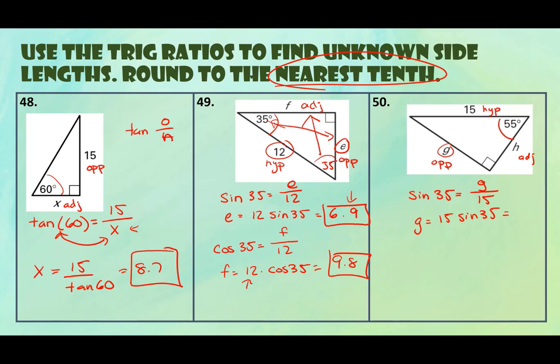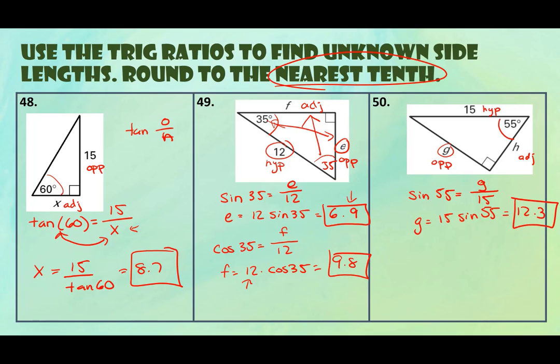You're going to pop that right into your calculator: 15 sine of 35. Oh, 55! Oh my goodness, I've been using the wrong angle this entire time. So 15 sine of 55 is going to be 12.3.